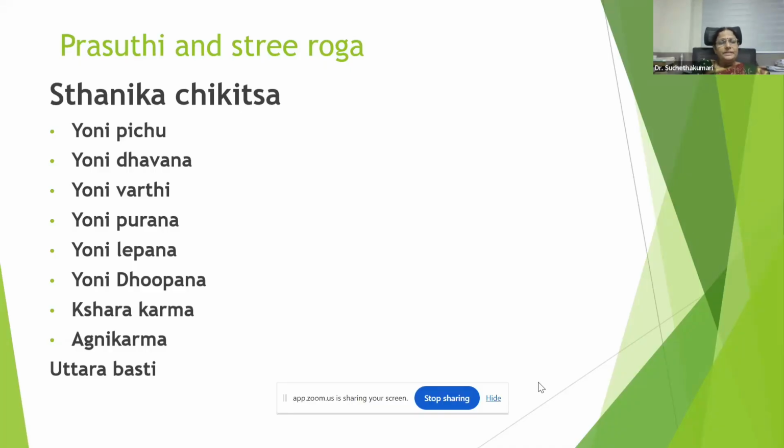Here, Uttarabasti, usually we consider it under the Sthanika Chikitsa, but Uttarabasti is a type of Basti Chikitsa, which is clearly told by Vagbhata. Because the route of administration is the Yoni, probably with that the classification is usually told under the Sthanika Chikitsa, but clearly the Uttarabasti is a type of Basti Chikitsa.